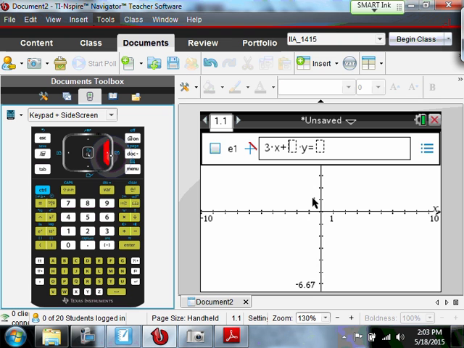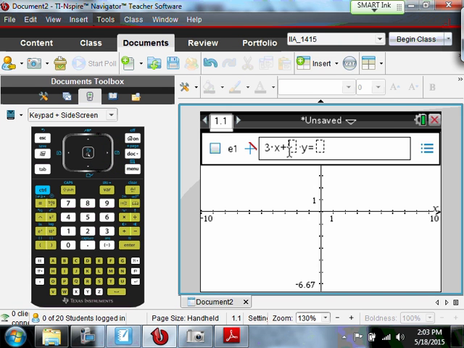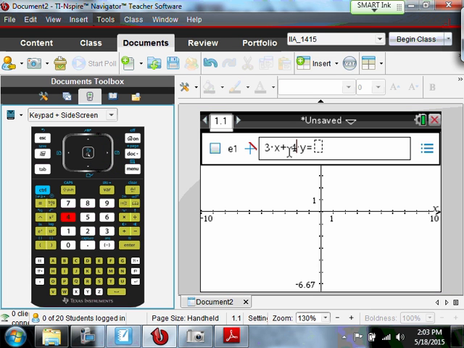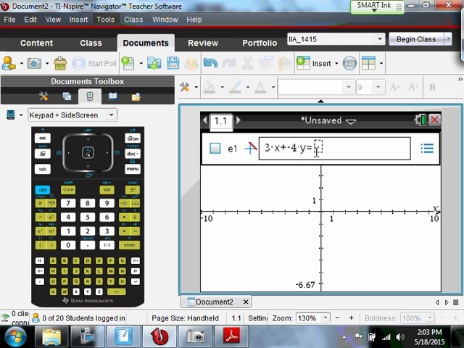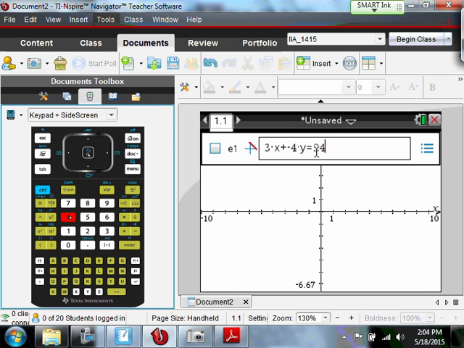3x. And now it's minus 4y, so we'll have to write plus minus 4y, right? And then, was it 24? That's just so cool that we could do that, though. That's cheating.